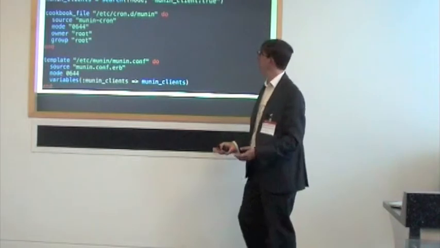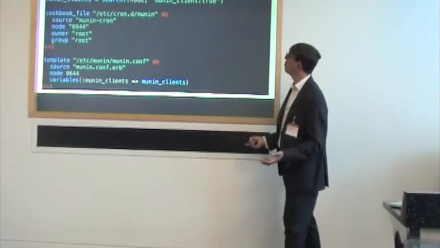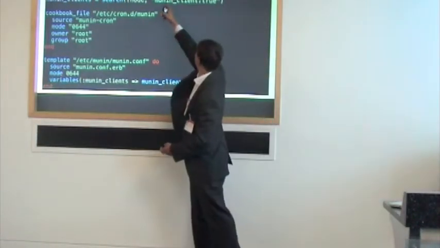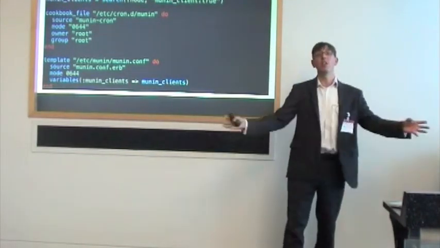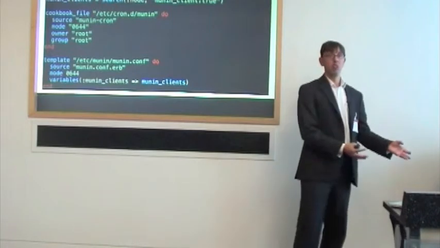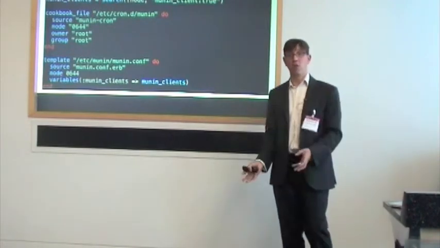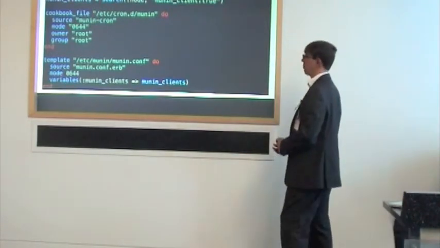Now we're going to search for clients, and the way we're going to do that is by saying, is there an attribute called mooning client true on that machine? So any machine that we build that we want to be monitored, we just make sure that in its Chef config, mooning client is set to true.